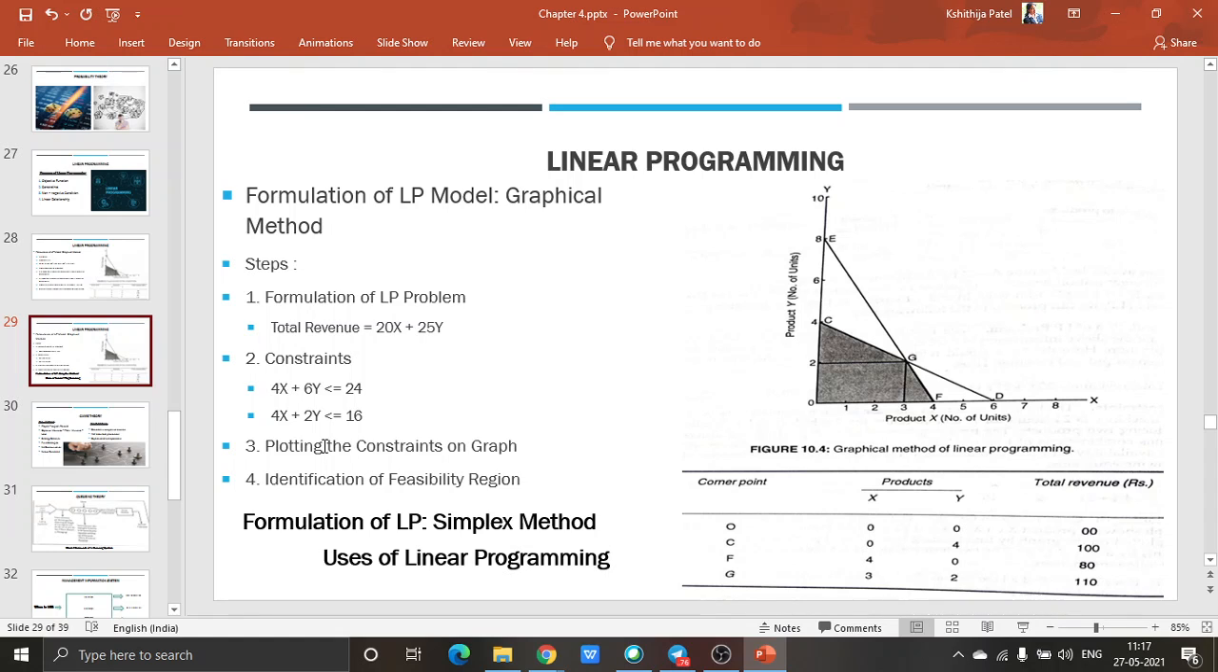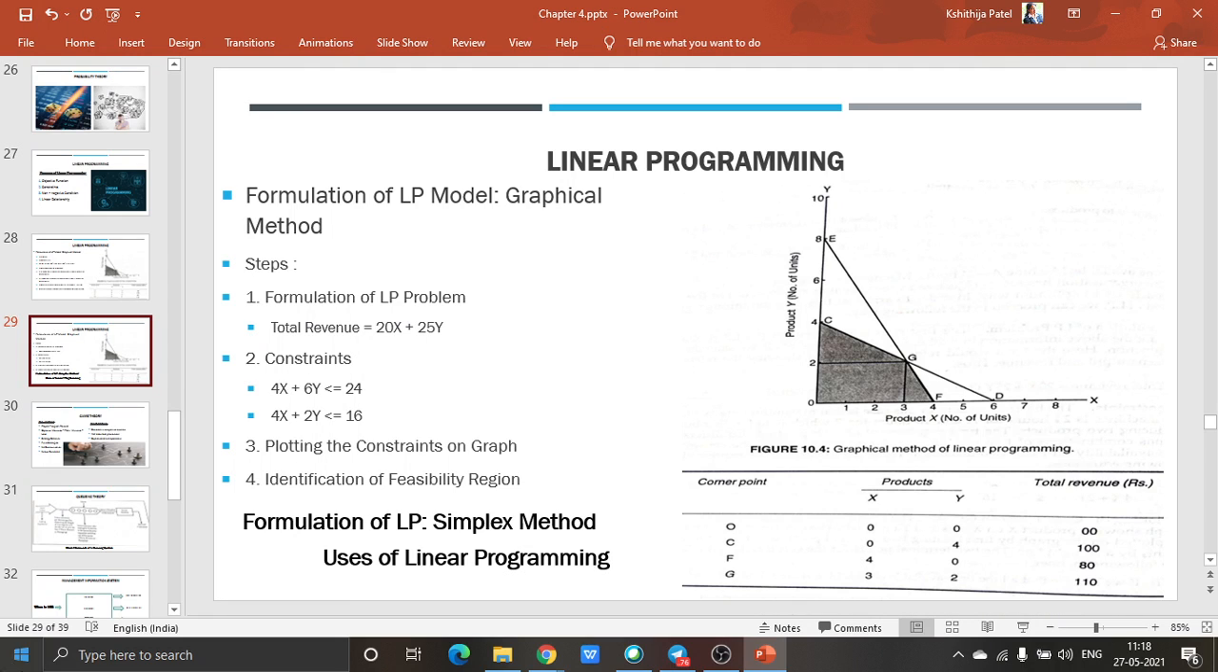Now, once both the problem and the constraint are expressed mathematically, then comes the next step, where we'll have to plot the constraint on the graph. Now it should represent products.